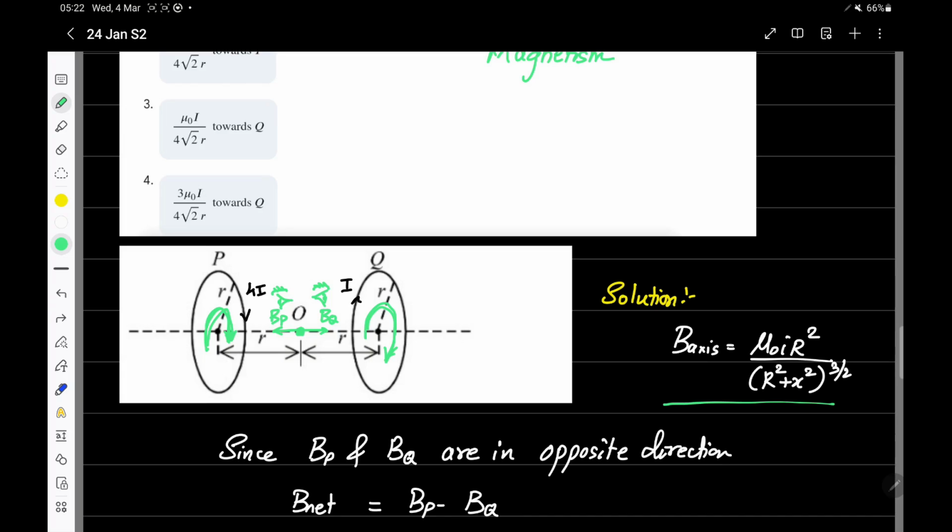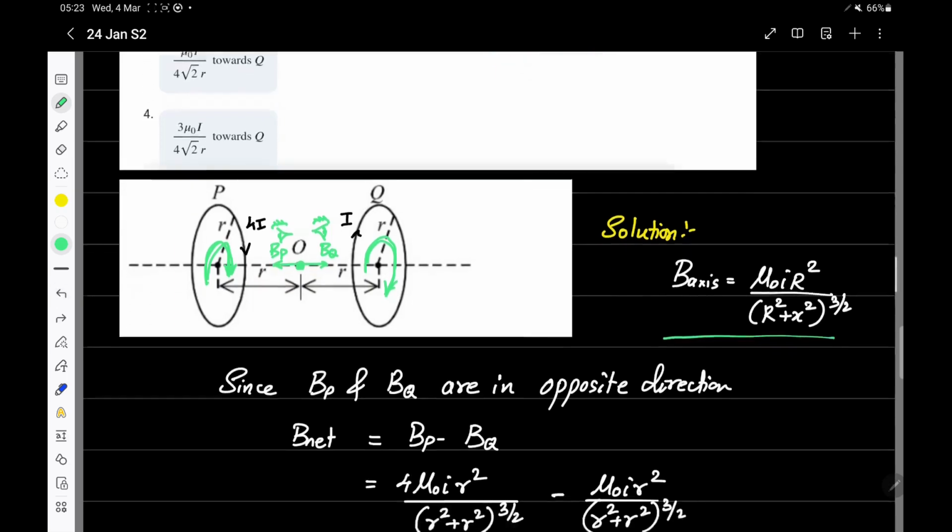The magnetic field on the axis of a current carrying loop is given by the expression mu naught I r square divided by r square plus x square whole to the power of 3 by 2, where r is the radius of the loop and x is the distance of the point from the center of the loop. Distance of point O, in this case, is also luckily given to be equal to the radius of the loop.